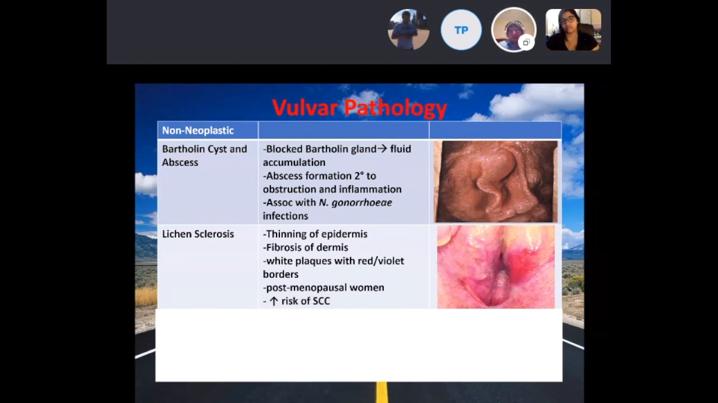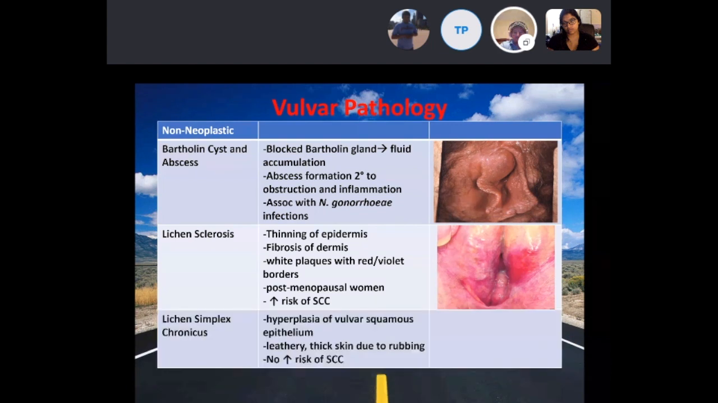Okay. Now I forgot. I didn't even check to see if there are animations. So, there is an increased risk of squamous cell carcinoma, and that's why whenever you see this presentation, you want to biopsy it. So you can do a punch biopsy on any patient that does present with this. And again, white plaque with velvety red borders.